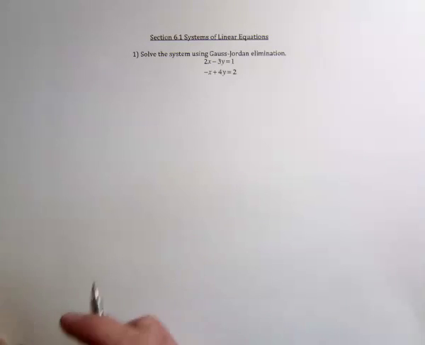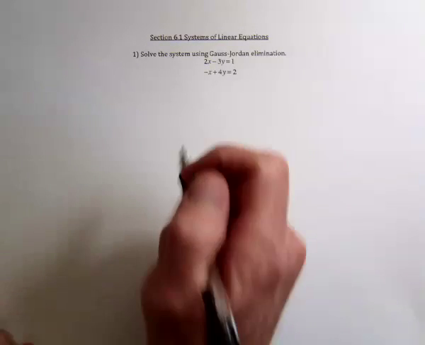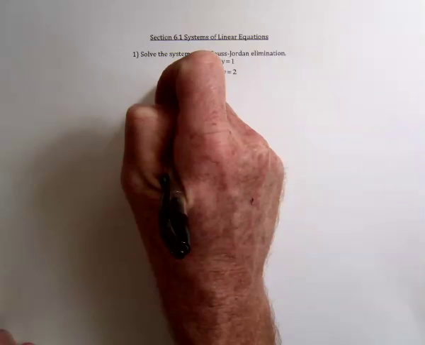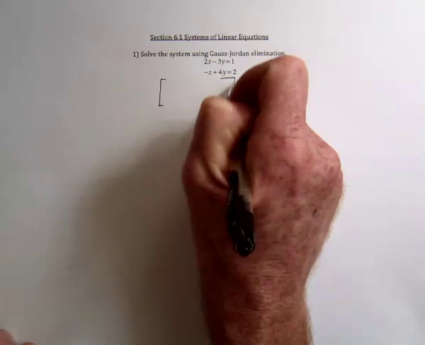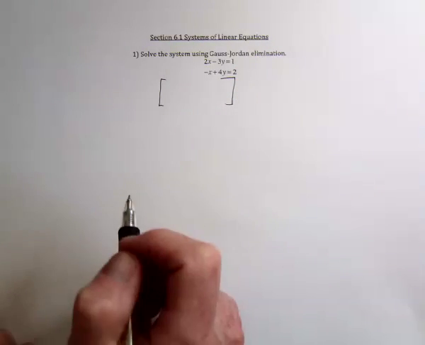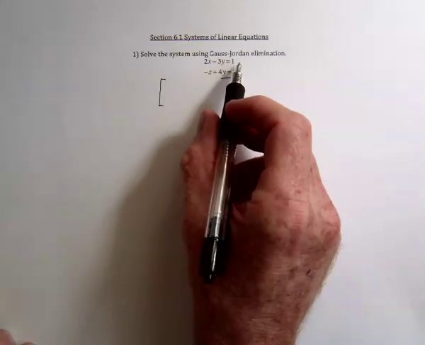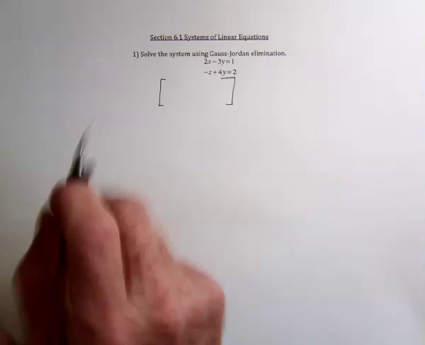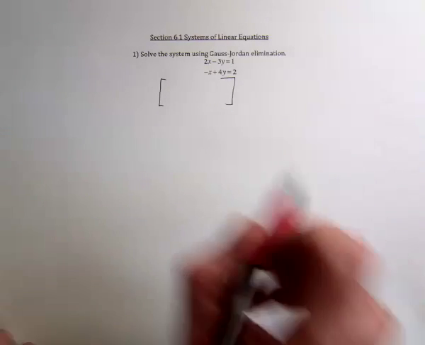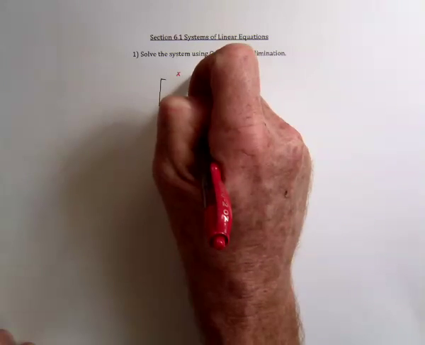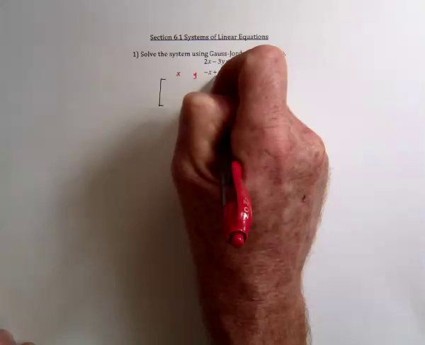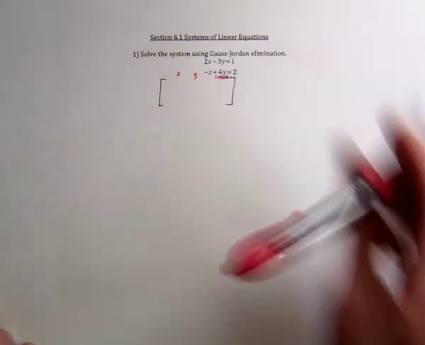To solve this system of equations, we're going to use row operations on a matrix. So first of all, we create a matrix that has two rows, since we have two equations, and it's going to have three columns. One column is for the coefficients of x, another column is for the coefficients of y, and then for the constants 1 and 2.